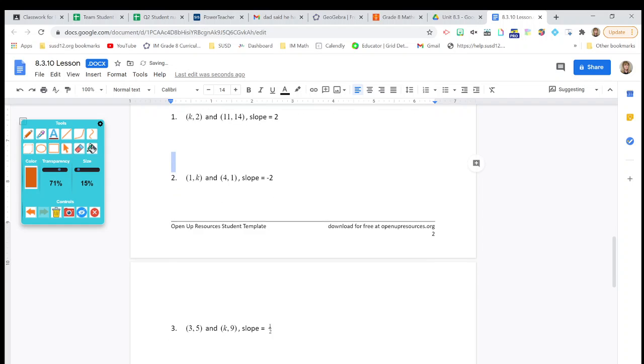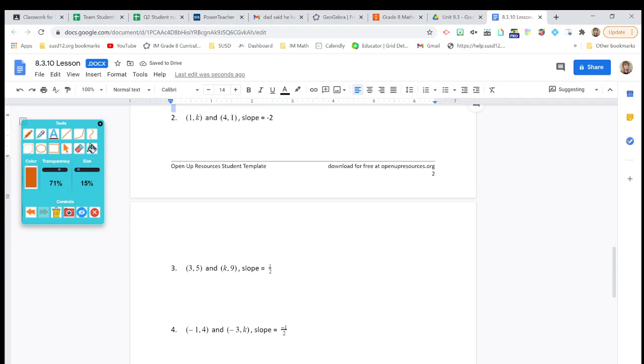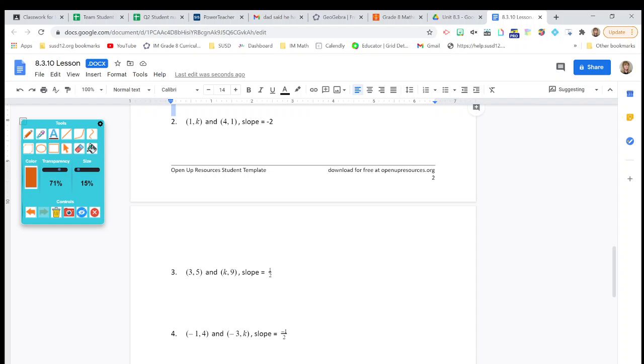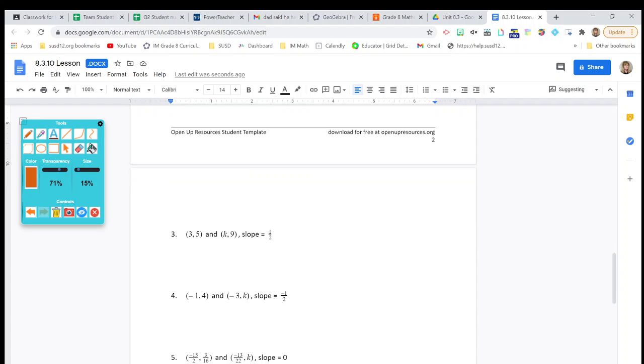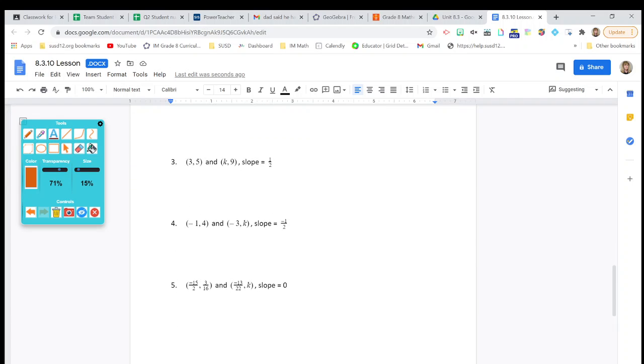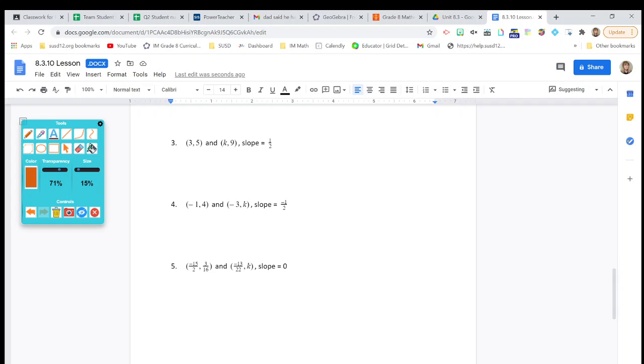Let me help you with the next one too. I know this is pretty confusing stuff. Actually, you know what? I'm going to just skip because it's laying on my paper kind of strange. Let's try this one. Number 3. Find a value for k so that the slope equals negative 1.